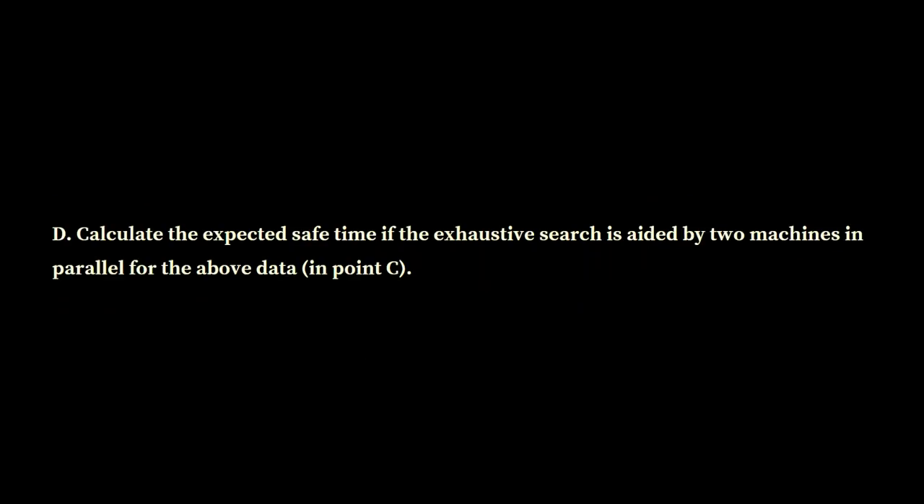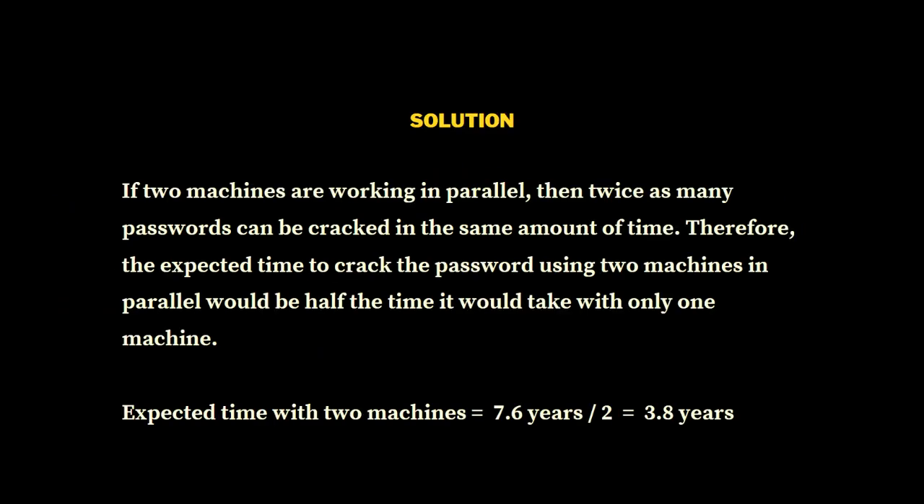D. Calculate the expected time if the exhaustive search is aided by two machines in parallel for the above data in C. Solution. If two machines are working in parallel, then twice as many passwords can be cracked in the same amount of time. Therefore, the expected time to crack the password using two machines in parallel would be half the time it would take with only one machine. Expected time with two machines is 7.6 years by 2, that is 3.8 years.